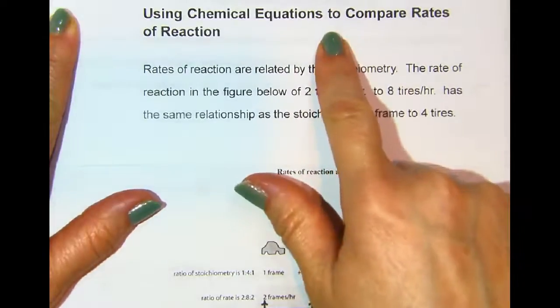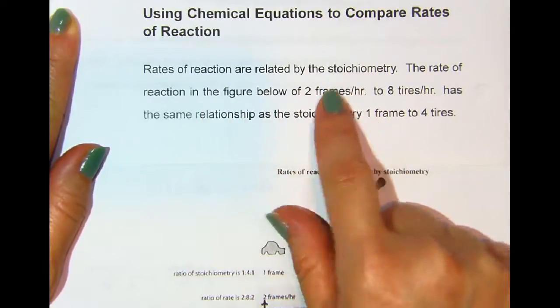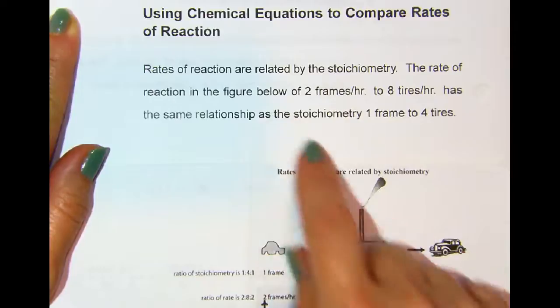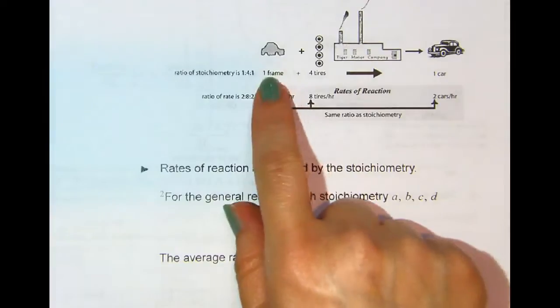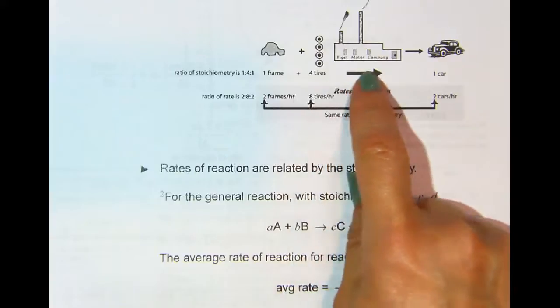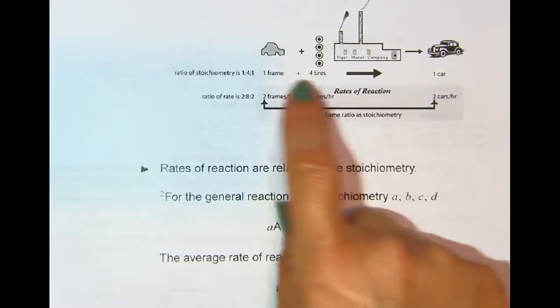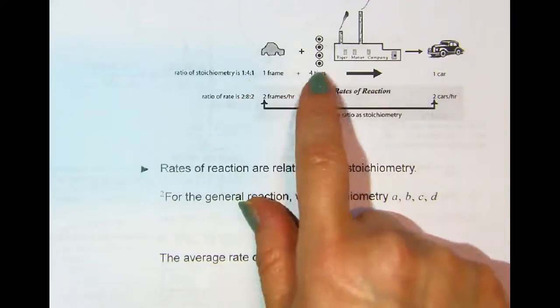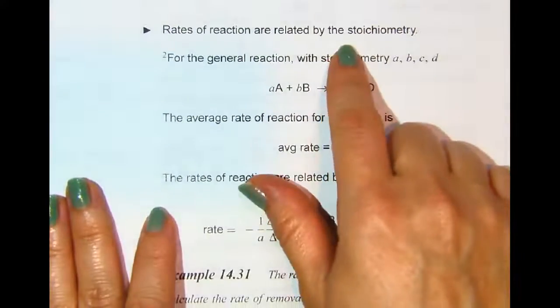Using chemical equations to compare rates of reaction. Rates of reaction are related by stoichiometry. So the rate in the figure below of 2 frames per hour to 8 tires per hour has the same relationship as a 1:4 ratio. Here you take 1 car frame plus 4 tires, and over however much time it takes, the reaction is complete once a full car is made. So we have the stoichiometric coefficients, 1 car frame and 4 tires make 1 car. Rates of reaction are related by the stoichiometry.